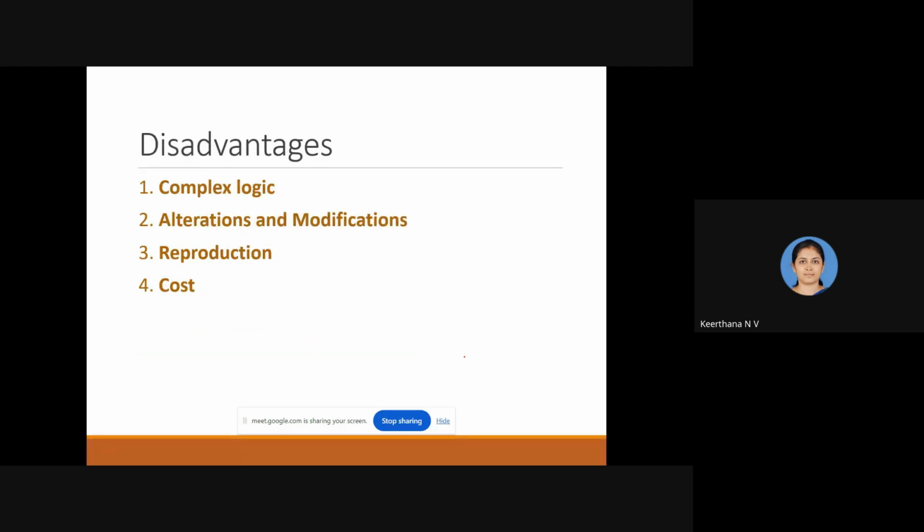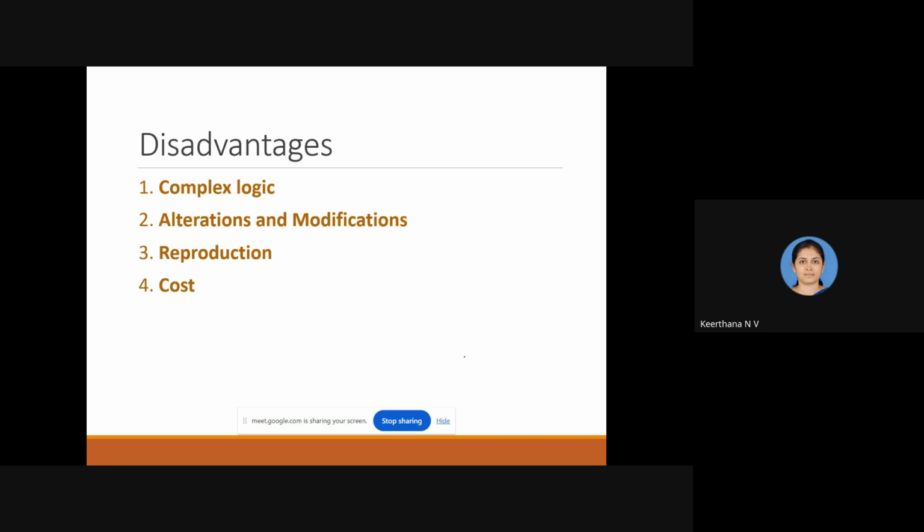So what are the disadvantages? If it is very complex logic, there will be more flow lines to represent. So a programmer has to take more time to understand that flowchart. If you want to alter or modify a flowchart, it is very complex.